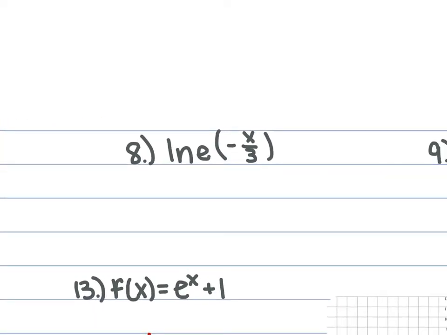For 8, we have ln times e times negative x over 3. So that ln times e gets canceled out. Negative x over 3 is our solution.